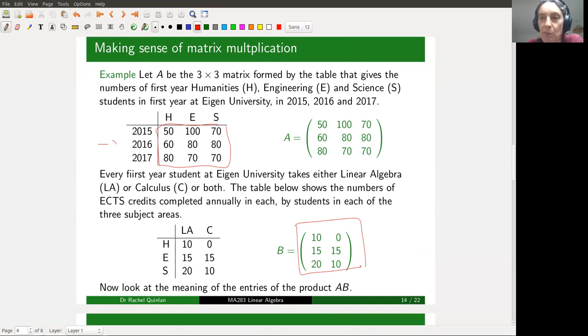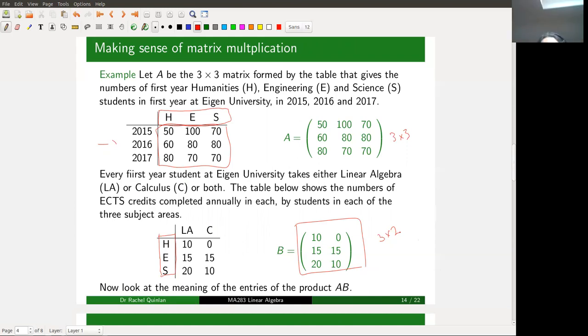Okay, so that's fine. That's just a made-up story about a fictitious university. One thing to note is that the labels on the three columns of the 3x3 matrix A are the same as the labels on the three rows of the 3x2 matrix B. In A, the columns are labeled by humanities, engineering, and science. In B, the rows are labeled that way. The other thing to notice is that A is a 3x3 matrix and B is a 3x2 matrix, so the product AB does exist. We can multiply a 3 by 3 by a 3 by 2, and the result would be a 3 by 2 matrix. So let's do it.